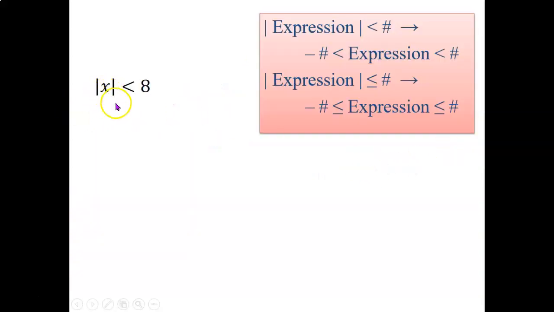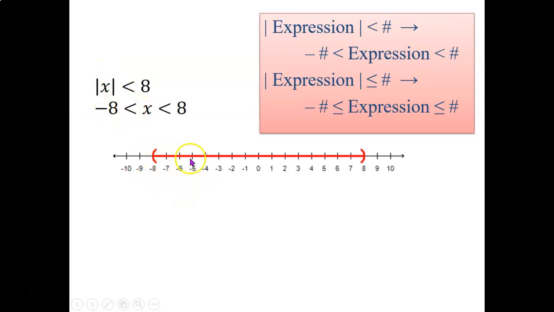The absolute value of x is less than 8. So we have to immediately take the expression inside the absolute value bars, which in this case is just x, and put it between negative and positive 8. We translate absolute value of x less than 8 into negative 8 less than x less than 8. So notice that part of this looks like this, but without the absolute value bars. But we also had a negative 8 over here being less than the x.